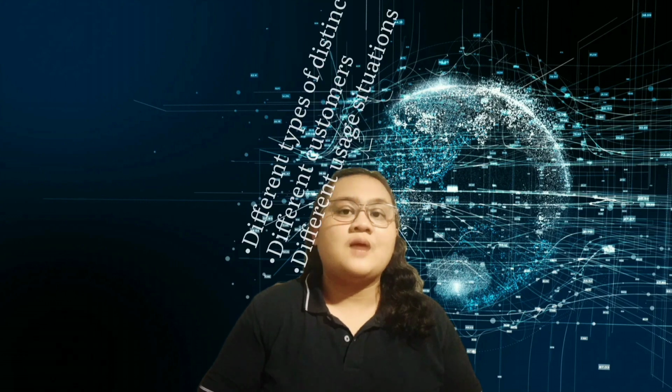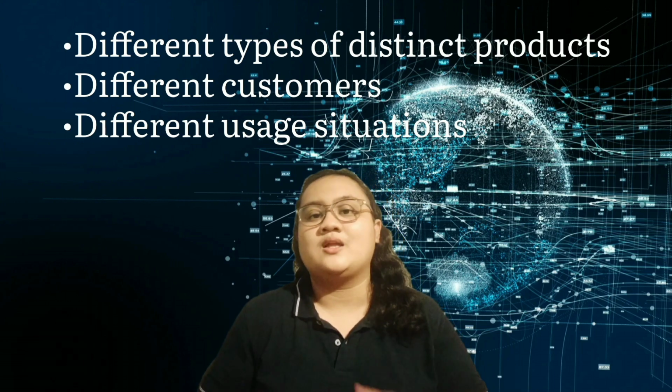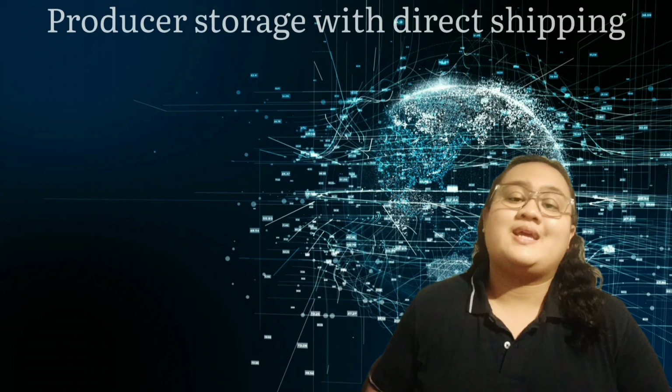This in turn results in the demand for the products and the cost of the distribution arrangement. Mostly, companies go for merging and different types for distinct products, different customers, and different usage situations, coming back to the different optimization models mentioned a while ago. So now we will discuss each model, and first is producer storage with direct shipping.